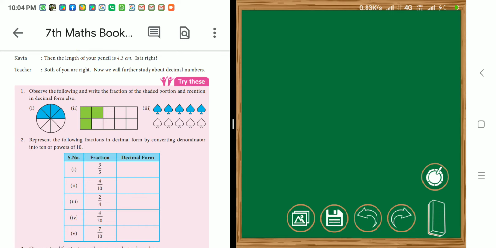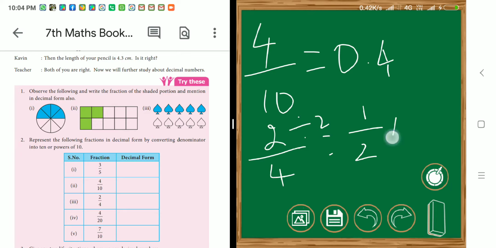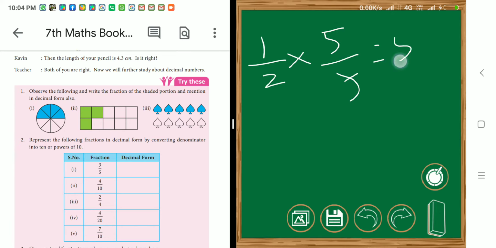Same way, 4 by 10. This already has 10 in the denominator. So 0.4. And 2 by 4 is here. First simplify this 2 by 4 as 1 by 2, because it is divisible by 2. And this 1 by 2 you can multiply by 5 by 5, to make the denominator 10. So 1 by 2 into 5 by 5 gives you 5 by 10. So this can be written as 0.5.